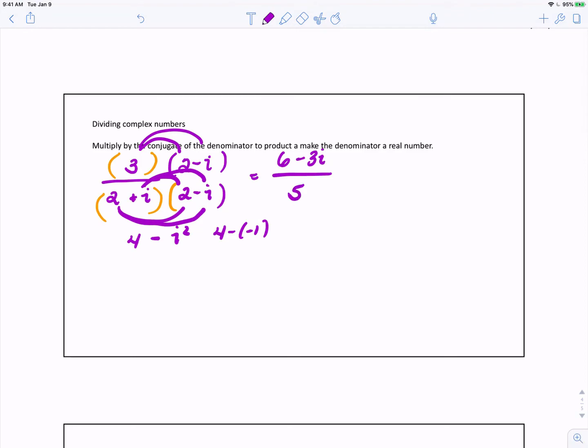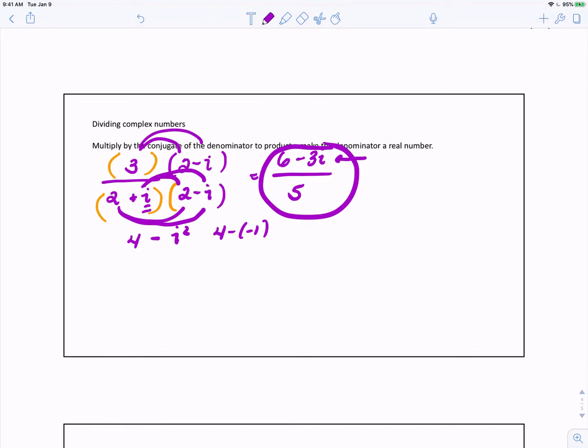Now you might say to yourself, how does this answer look any better than what we started with? Well, that's a good question. Traditionally, we always write imaginary parts in the numerator and not in the denominator when we can. And so we started with an imaginary part in the denominator. Our answer, notice, has no imaginary part in the denominator.